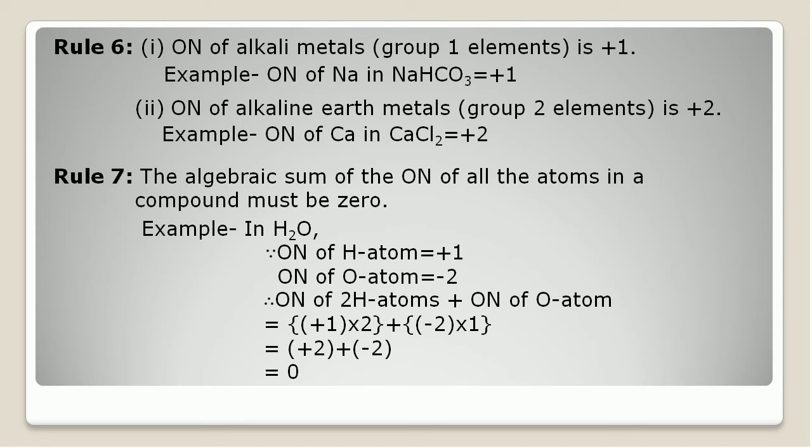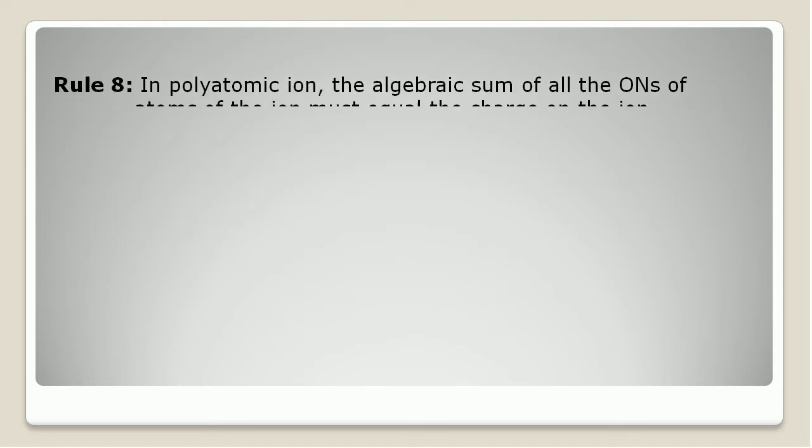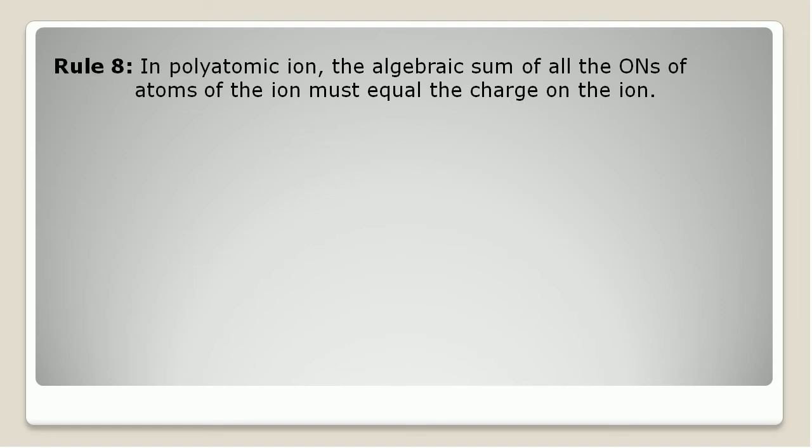Next, we will go to rule number 8. It says that in a polyatomic ion, the algebraic sum of all the oxidation numbers of atoms of the ion must equal the charge on the ion. Here the polyatomic ion means an ion which has more than one type of atom. Let us see an example.